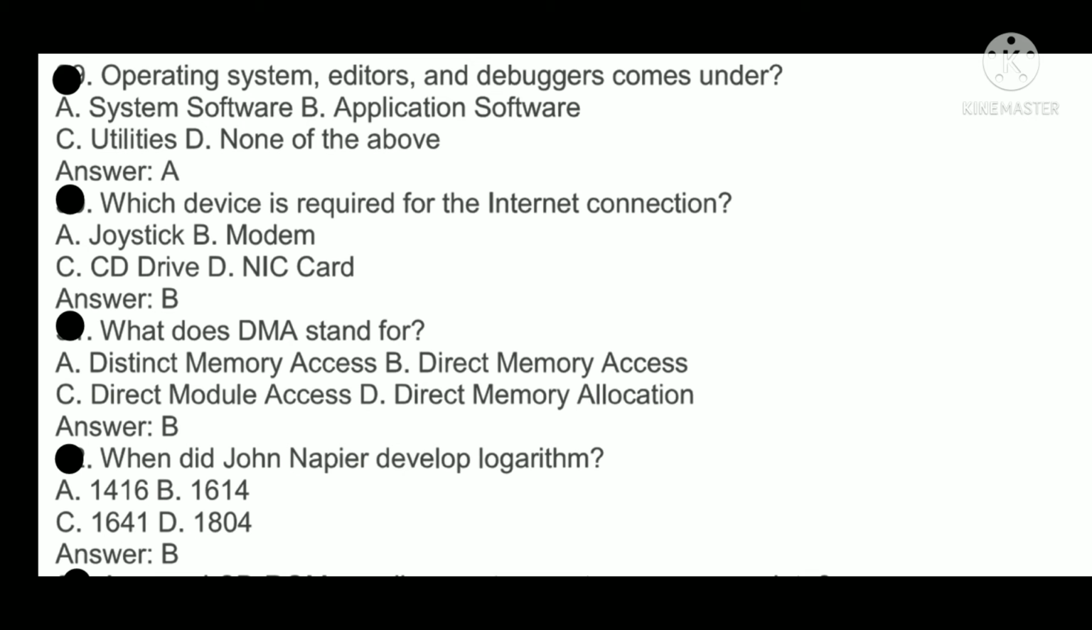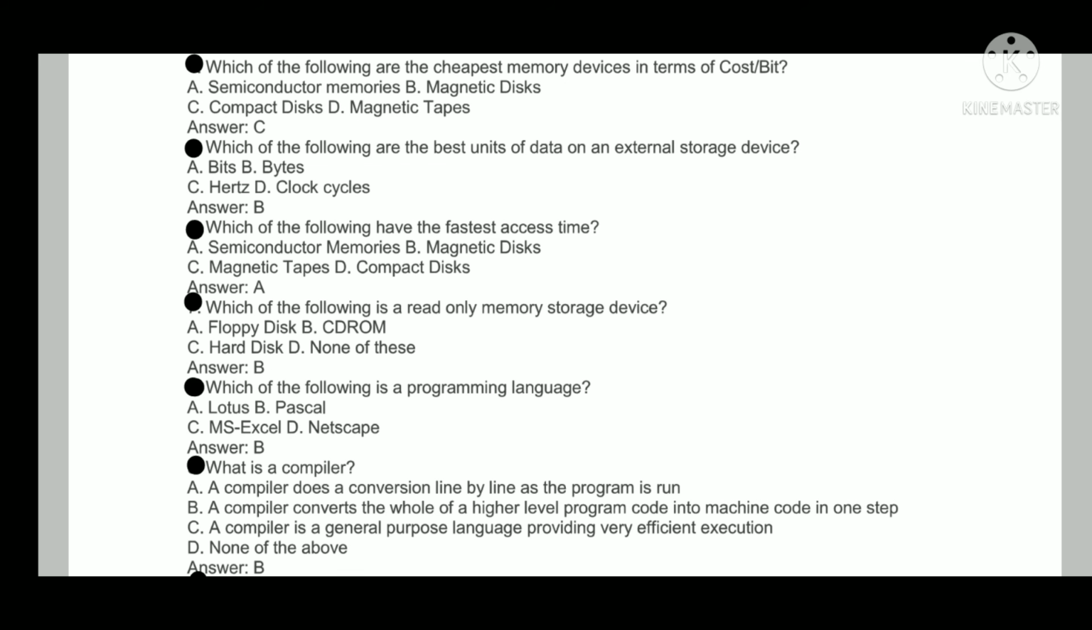B. Modem. What does DMA stand for? B. Direct memory access. When did John Napier develop logarithm? B. 1804. Which of the following is the cheapest memory device in terms of cost?